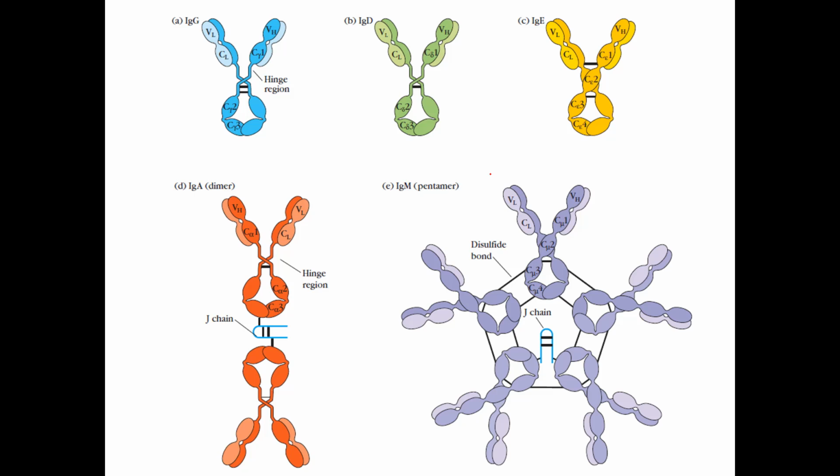they can form higher molecular weight structures, and IgA can exist as a dimer in this form where the two monomers are joined together by a joining chain. IgM can exist as a pentamer where the five immunoglobulins are joined together by the disulfide bond as well as the joining chain over here.